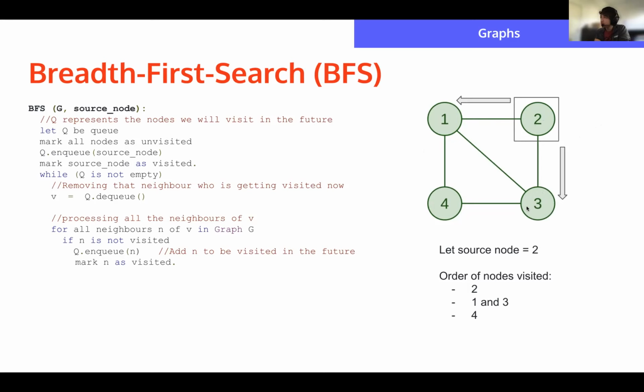And then from 3, we'd want to add 4, 1, and 2, but those have already been visited, and so we're done. So in this case, the order will be 2, and then 1, and then 3, and then 4. So we start at 2, we go to its neighbors, and then we go to the ones 2 degrees out, in this case, node 4.